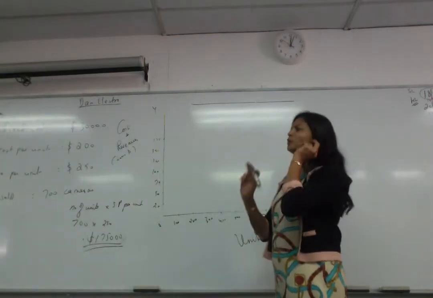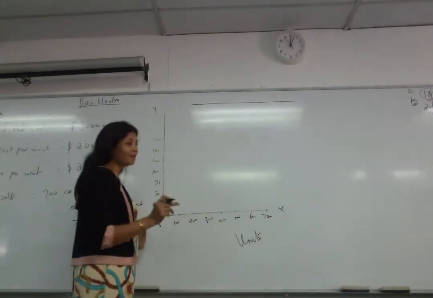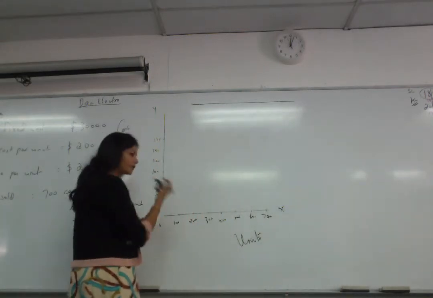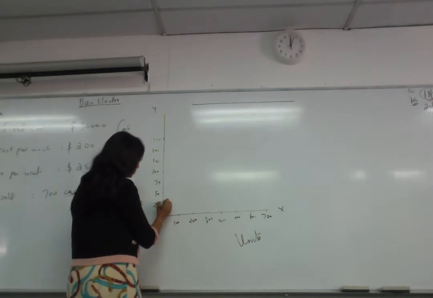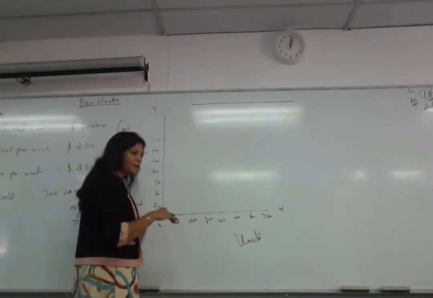So the first thing that I'm going to plot on the graph is the total fixed cost line, always. So that's the habit, okay? Make sure that you do that as well. The TFC line is always a parallel line to the x-axis.